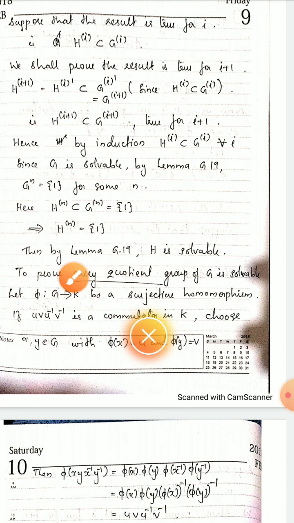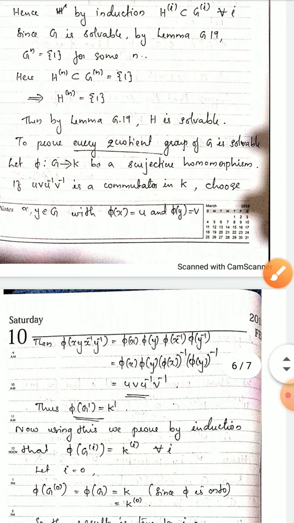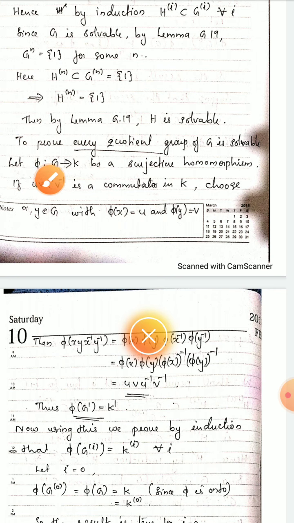Okay. Next we prove every quotient group of G is solvable. For that, first we take a surjective homomorphism. Surjective means onto. Let phi from G to K be a surjective homomorphism. Then we take a commutator element in K: u v u inverse v inverse is a commutator in K. And since phi is onto, corresponding to this u and v, we can find x and y in G such that phi of x is equal to u, phi of y is equal to v. Since x and y are elements of G, x y x inverse y inverse is a commutator element in G, so it is an element in G'.